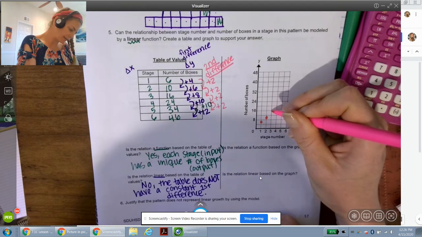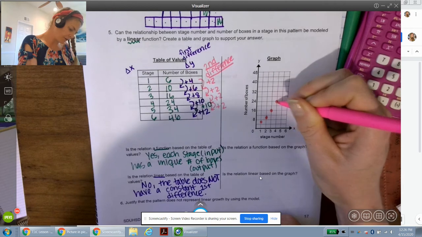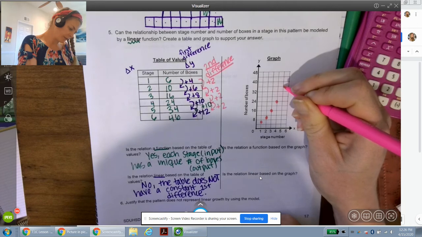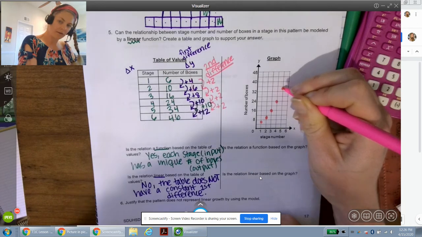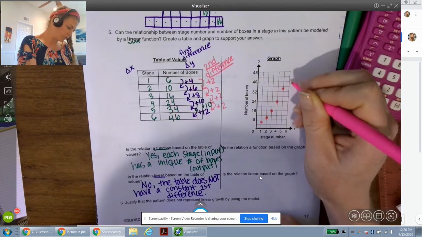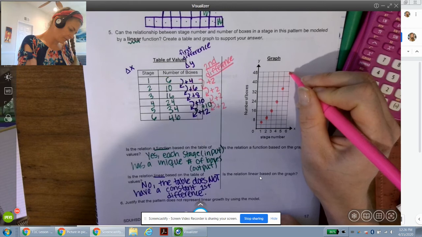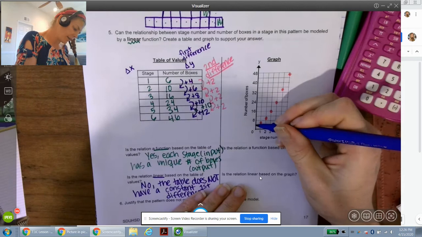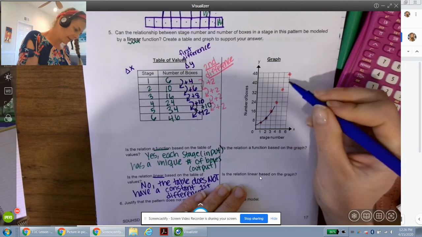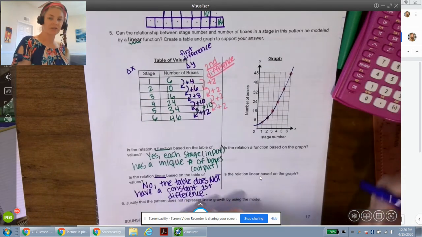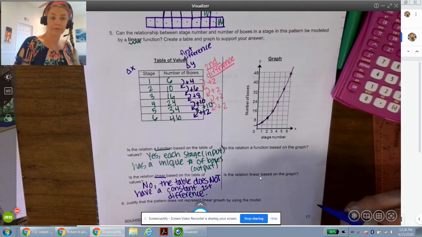3 is 16. 4 is 24. 5 is 34, so 32. 36, so right there. And 6 would be, zoop, all the way up to 46. Wow. Okay, so if I wanted to connect these data points, I'm going to start to see something that's a curve.